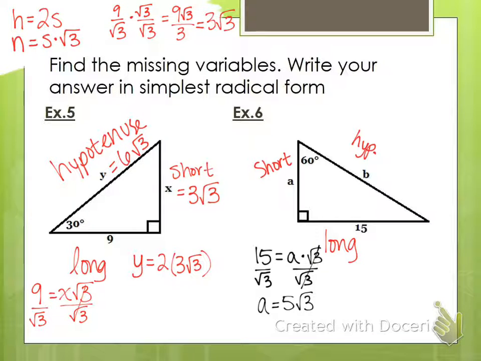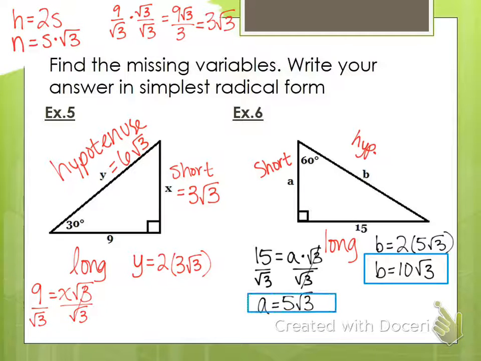Okay, finding B, I don't necessarily have to see a whole lot of work. In order to find B, what are we going to do to A? Multiply it by 2, and that would give us 10 root 3. Okay, so we found both A and B. Questions about 5 or 6?